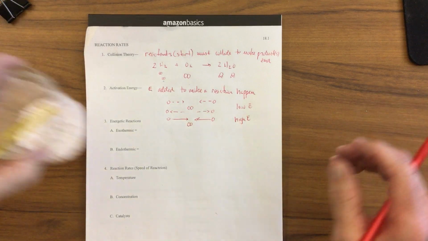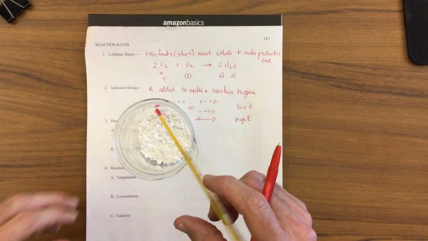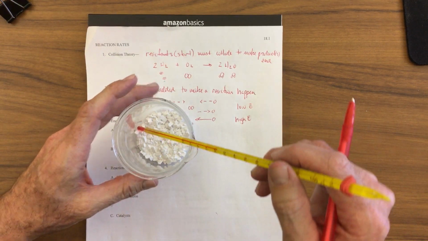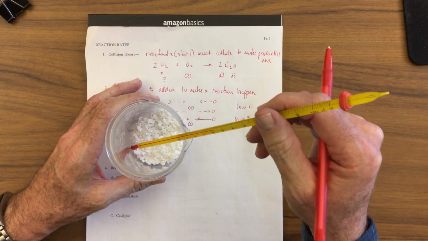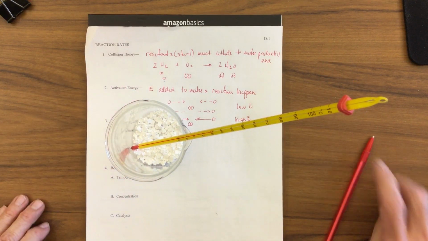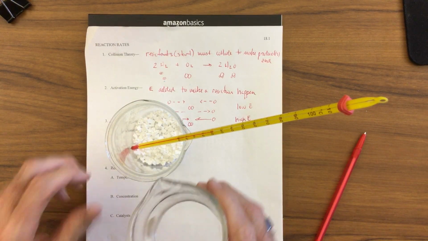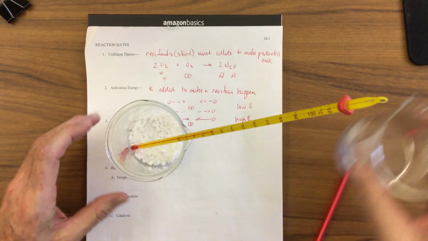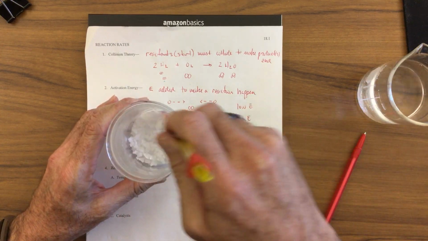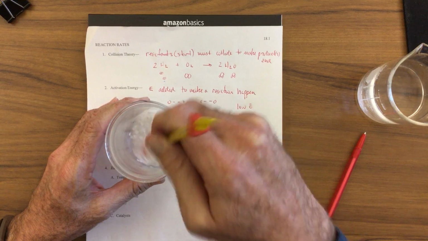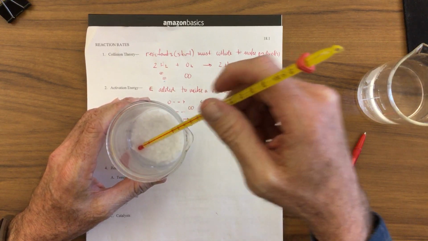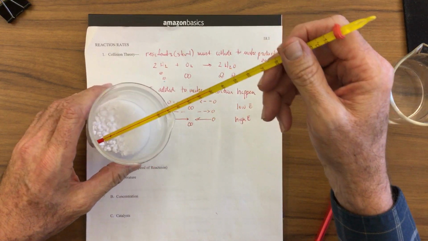So here I have a sample, and this is a sample of calcium chloride. If you can see, the temperature of this is about 20 degrees Celsius. It's close to room temperature. And what I'm going to do is add a little bit of water, and then stir with the thermometer. Stir, stir, stir. Okay. Take a look at the thermometer now.